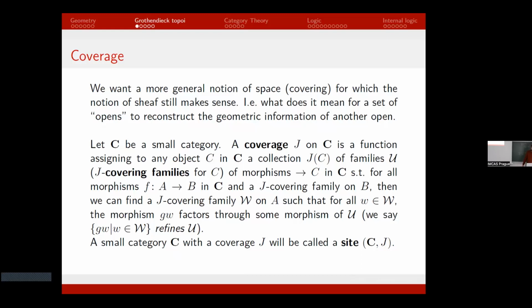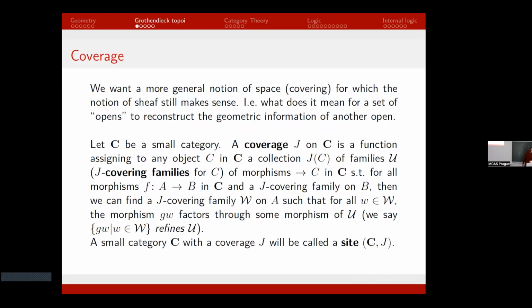What is a coverage J on this category? It's a function that assigns to every object C a collection of morphisms that we call J-covering. So morphisms that we want to be covering that have codomain C, so maps that are going into C. And we want that to be such that for every other map, and this is a very technical condition, but I will explain it better, for every map there exists a J-covering family on the domain.